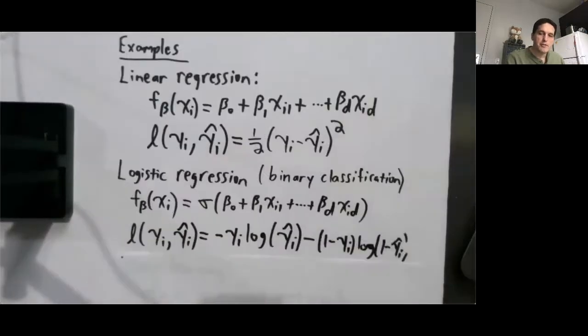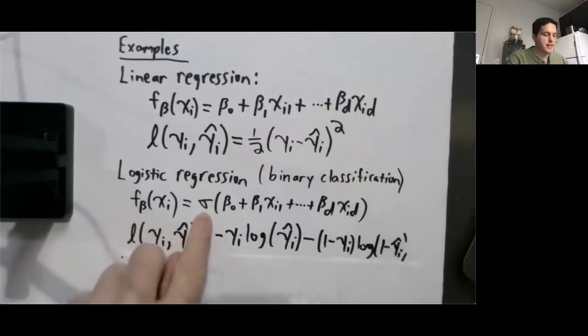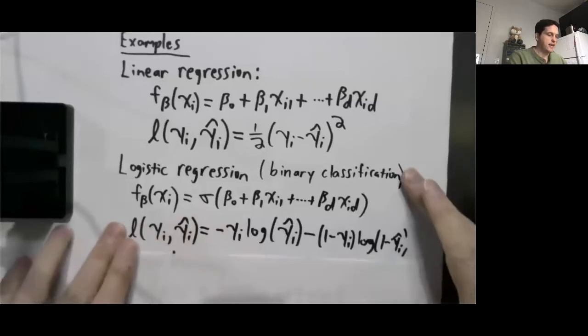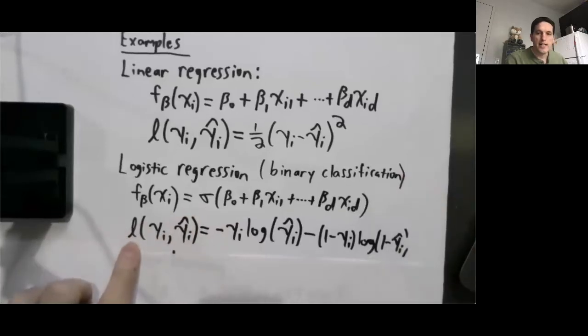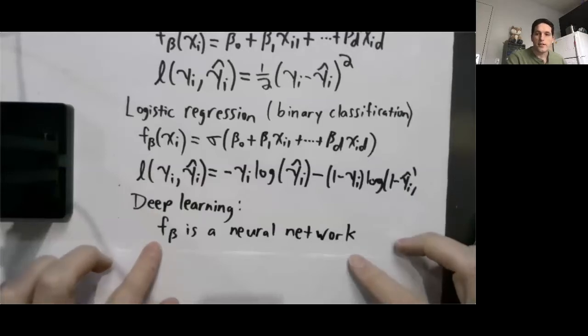If we're doing logistic regression for binary classification, then f sub beta of xi is given by this formula. Here sigma is the sigmoid function, also called the logistic function. In this case, we use the binary cross-entropy loss function to measure the agreement between the ground truth probability, which is either 0 or 1, and our predicted probability. If we're doing deep learning, then we follow the same recipe, but now f sub beta is a neural network.